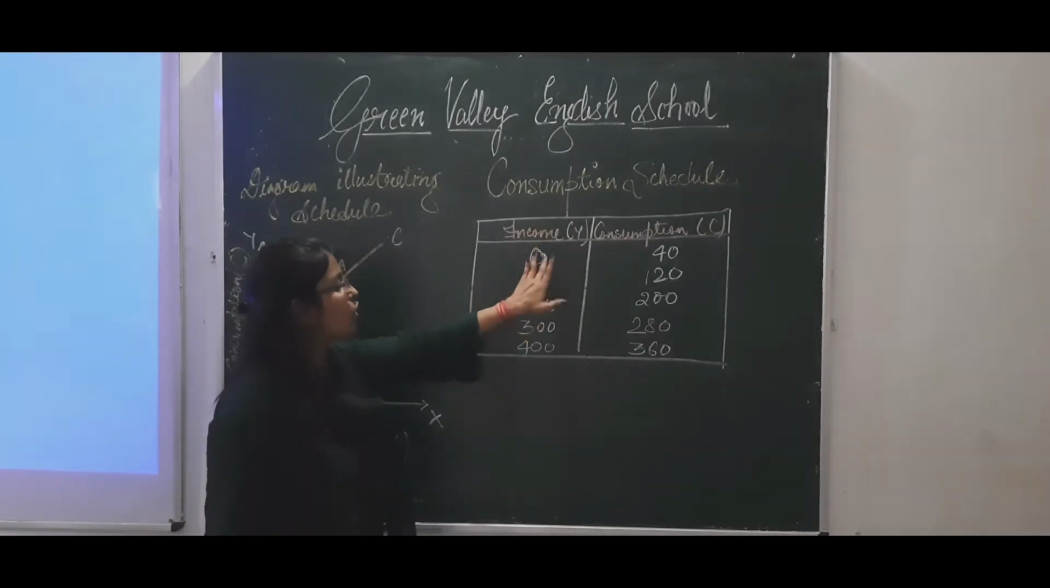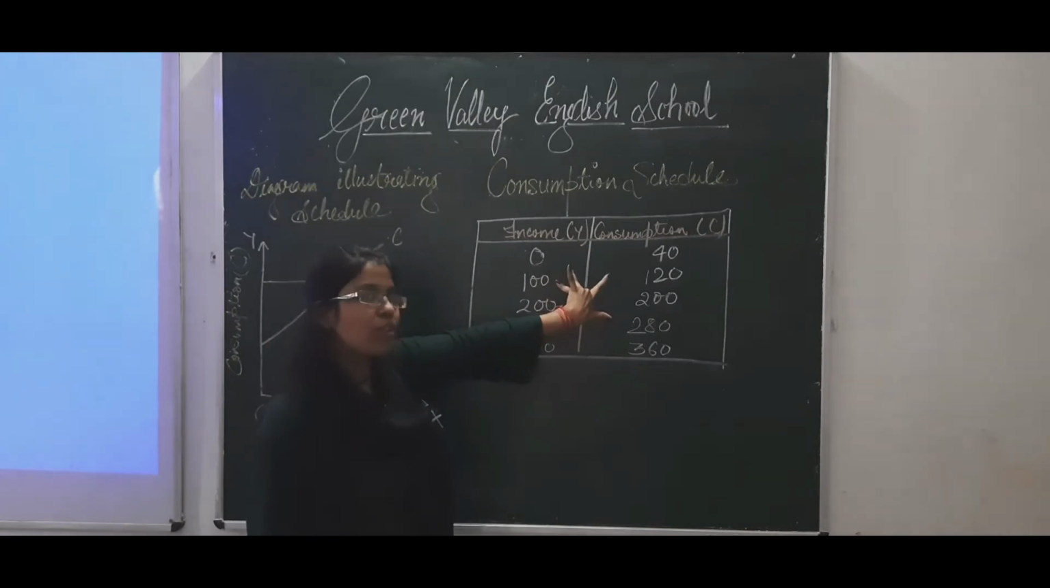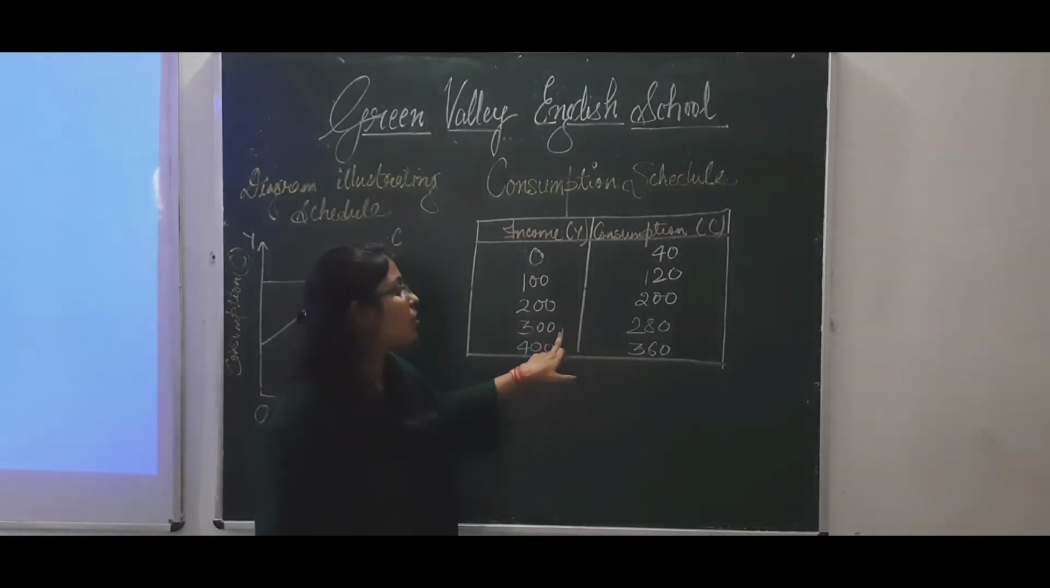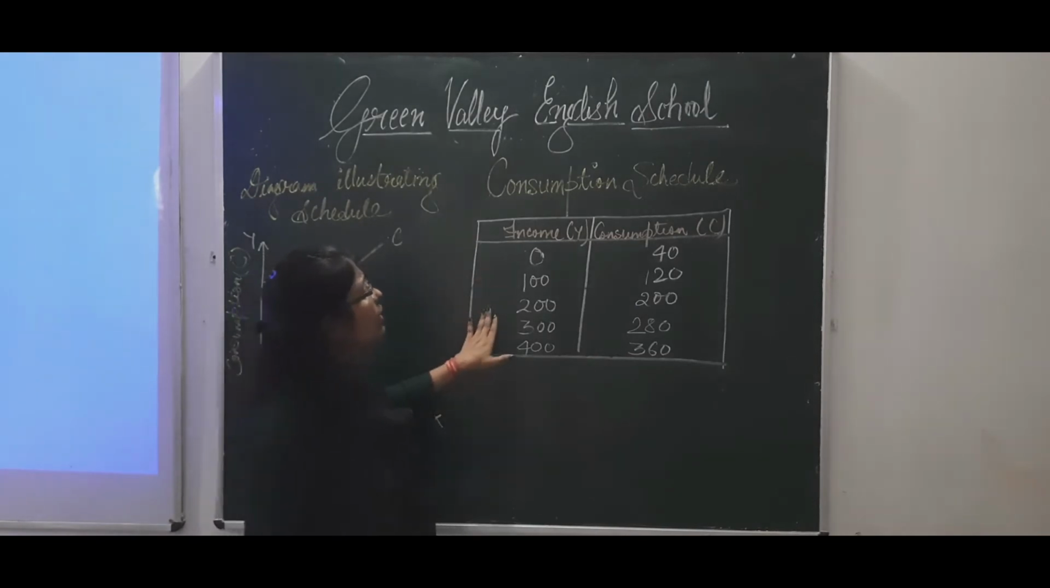Now see the schedule. When income was 0, consumption was 40. When income was 100, consumption was 120. When income was 200, consumption was also 200. When income was 300, consumption was 280. When income was 400, consumption was 360.